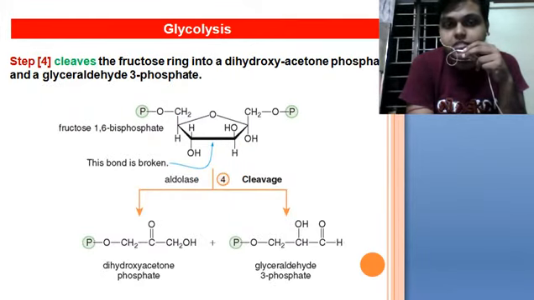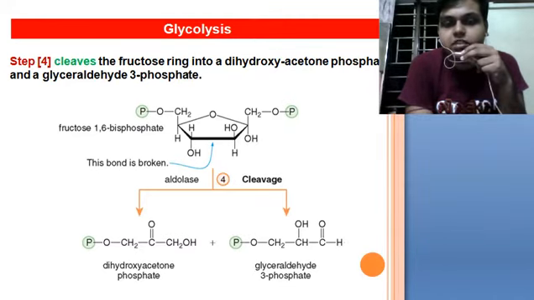Now go for the next step, that is step 4. Step 4 includes the cleavage of the fructose ring, which is converted into dihydroxyacetone phosphate and glyceraldehyde 3 phosphate, meaning 2 molecules of triose are synthesized. The blue marked bond is broken and the cleavage occurs, and here 2 different molecules are synthesized. First one is the dihydroxyacetone phosphate and second one is the glyceraldehyde 3 phosphate.